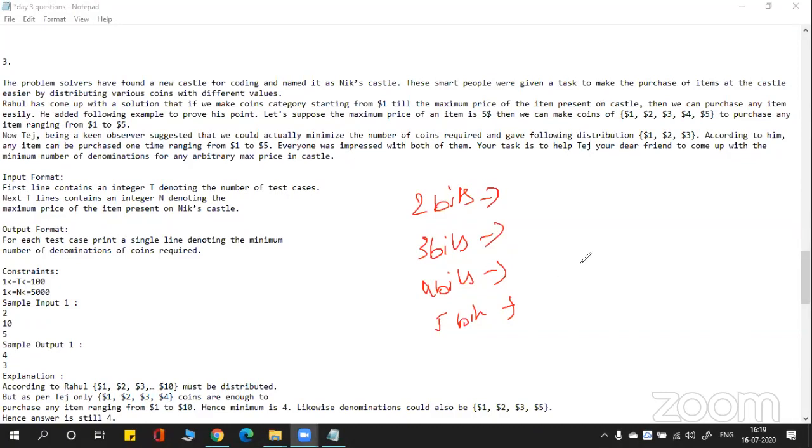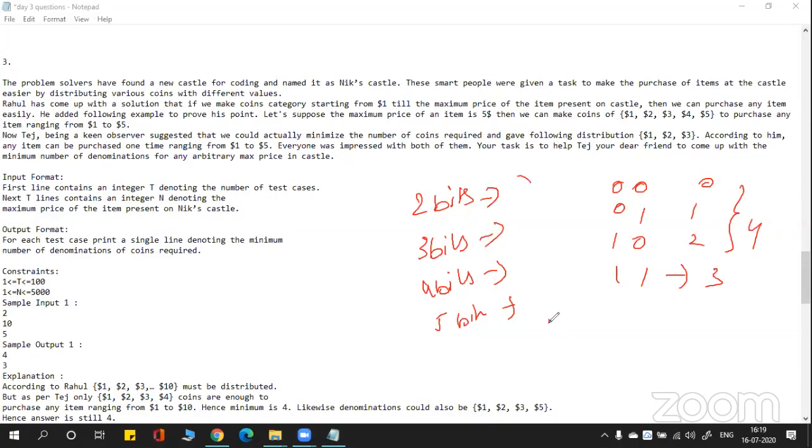Yes, Rija. So with 2 bits, actually it is a binary representation: 00, 01, 10, 11. Maximum number is 3. So 0, 1, 2, 3. So we can totally form 4 numbers.